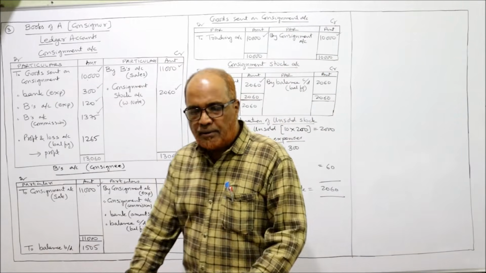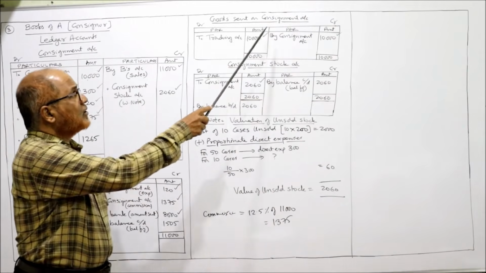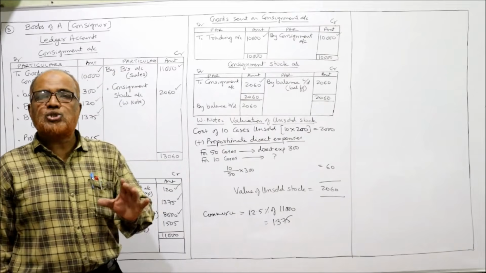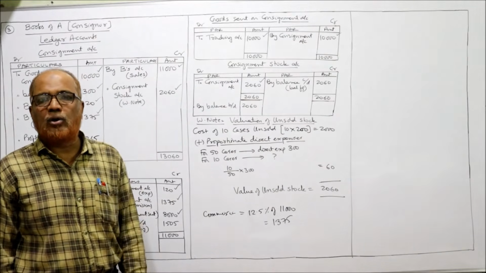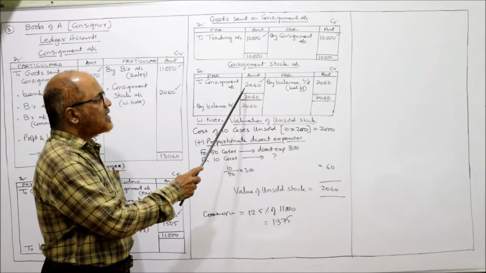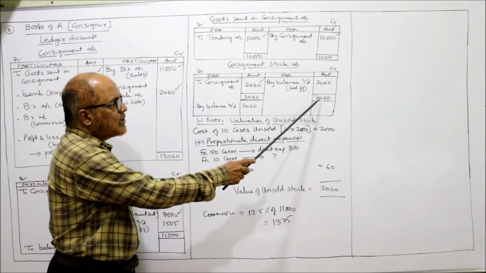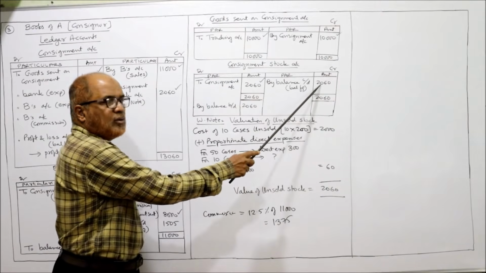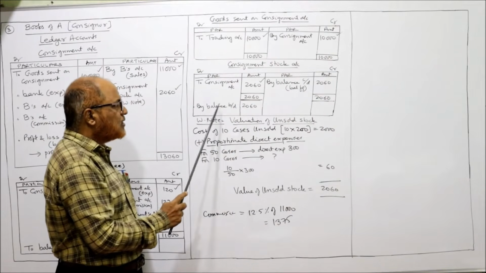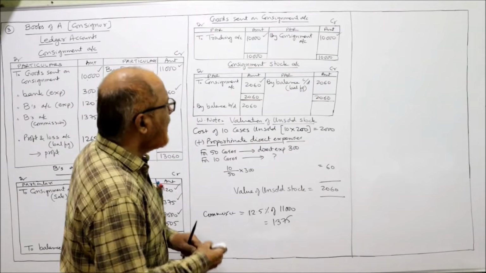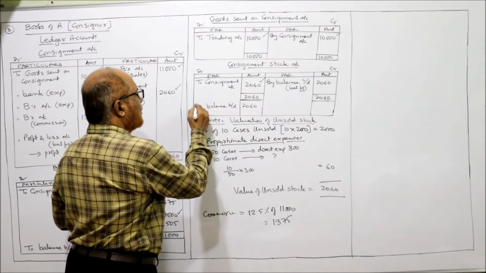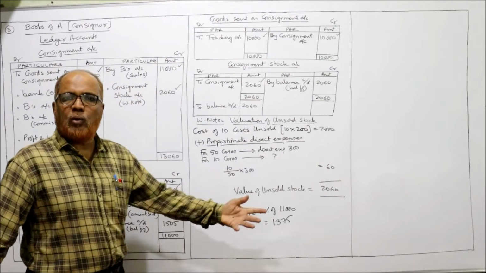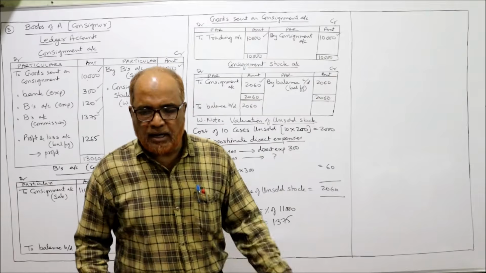That's it. Now here the goods sent on consignment account is closed. Trading account 10,000, consignment account 10,000. Now consignment stock carried down, brought down. On the debit side we have taken to consignment 2060. Take the same total on the credit side, by balance carried down, balancing figure 2060. Take it to the debit side, to balance brought down 2060. That's over. This is the end of problem number 3.